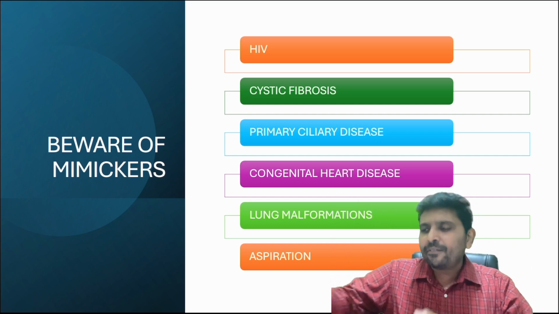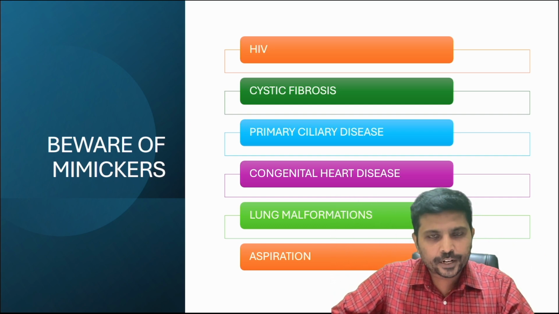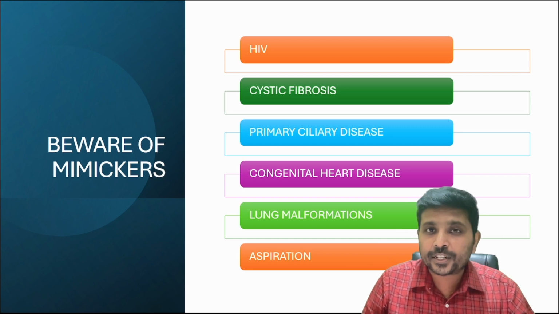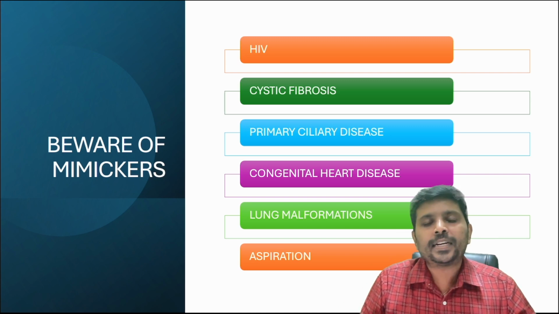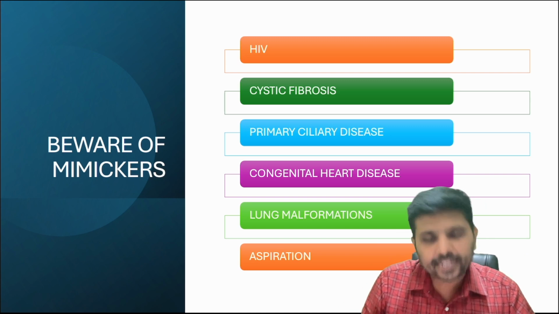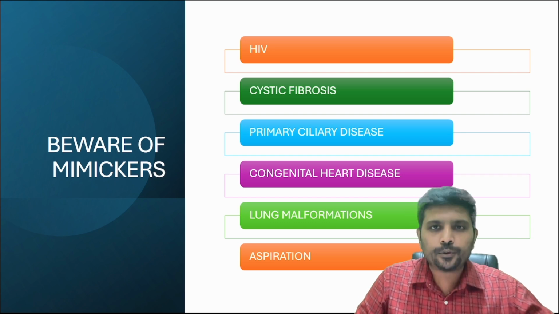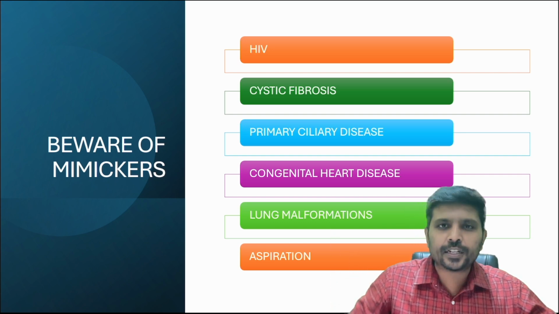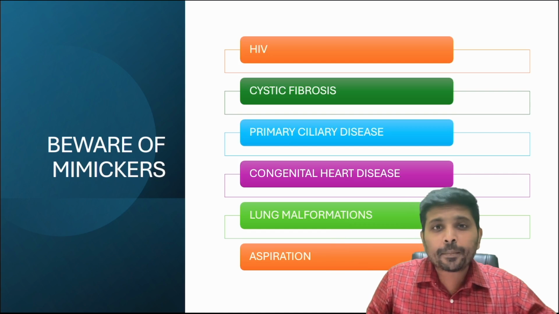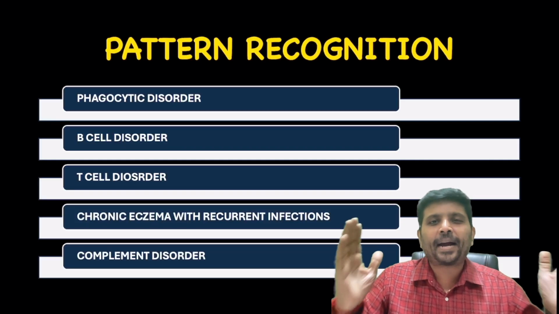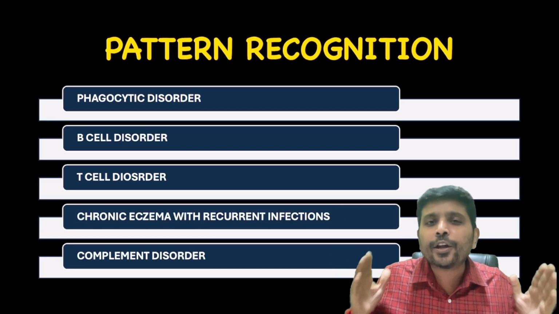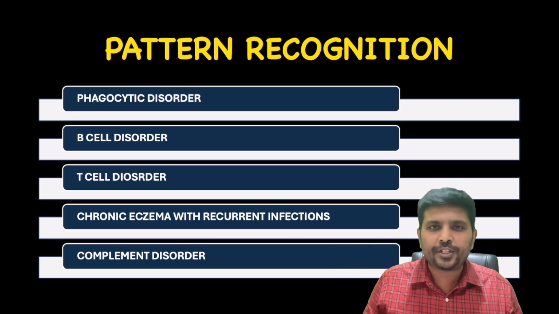Yes, I have a case with a recurrent infection. Now, all these investigations for these diseases turned out to be negative. Then, what should I do? I need to do investigations for PID. But before that, you need to know the pattern recognition. What do you mean by that pattern recognition?